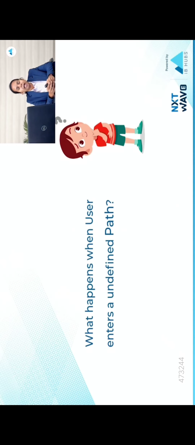Okay. So now the question is, what happens when the user enters an undefined path? Let's say the user enters some path which hasn't been defined right now. What should happen? You can see we have written /some AS something something, right? This is not a defined path. The defined paths that we have are /about and /contact. So /some AS FGH is not defined. Then what should happen?